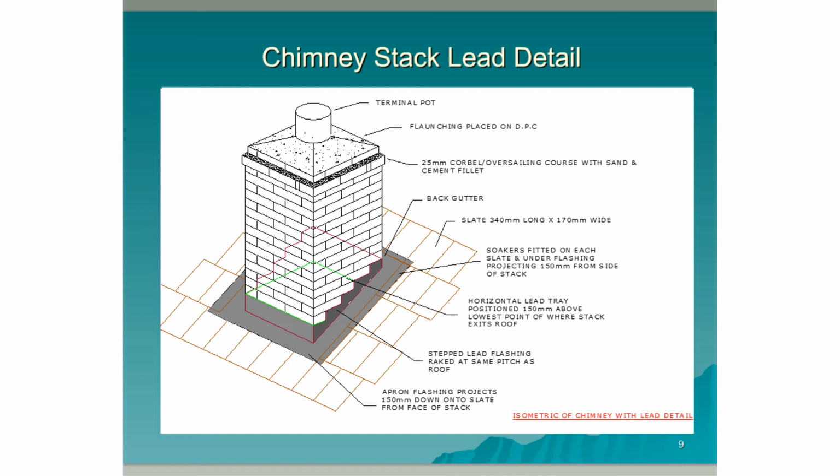The next one we have there is the back gutter flashing. This is at the higher point of the stack, at the back, higher level of the roof, at the back of the stack. The last one then is the stepped lead flashing, which is raked at the same pitch as the roof. So we have the soakers going up the side of the stack, and then the stepped flashing comes out of the joint and down over the soakers.